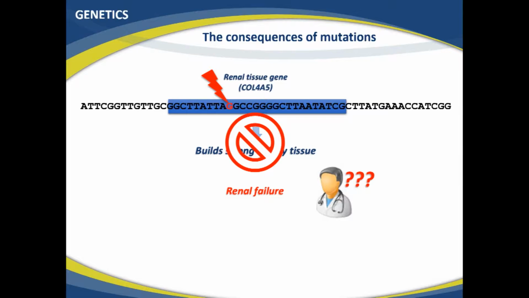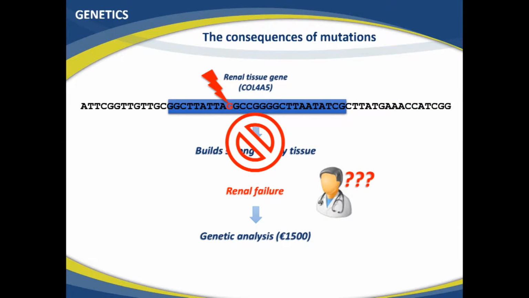And if he knows enough about genetics, he will know that it might be the disease. He will do a genetic test for the COL4A5 gene. Then you will usually read out the whole genetic code of this gene. It's a very big analysis.